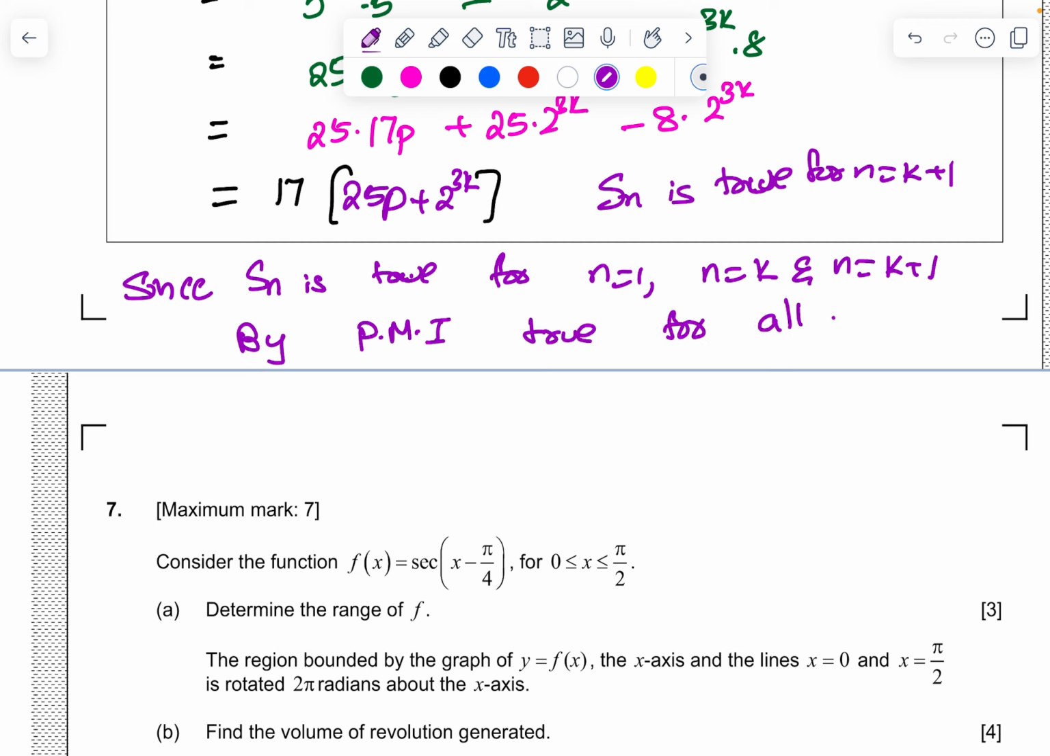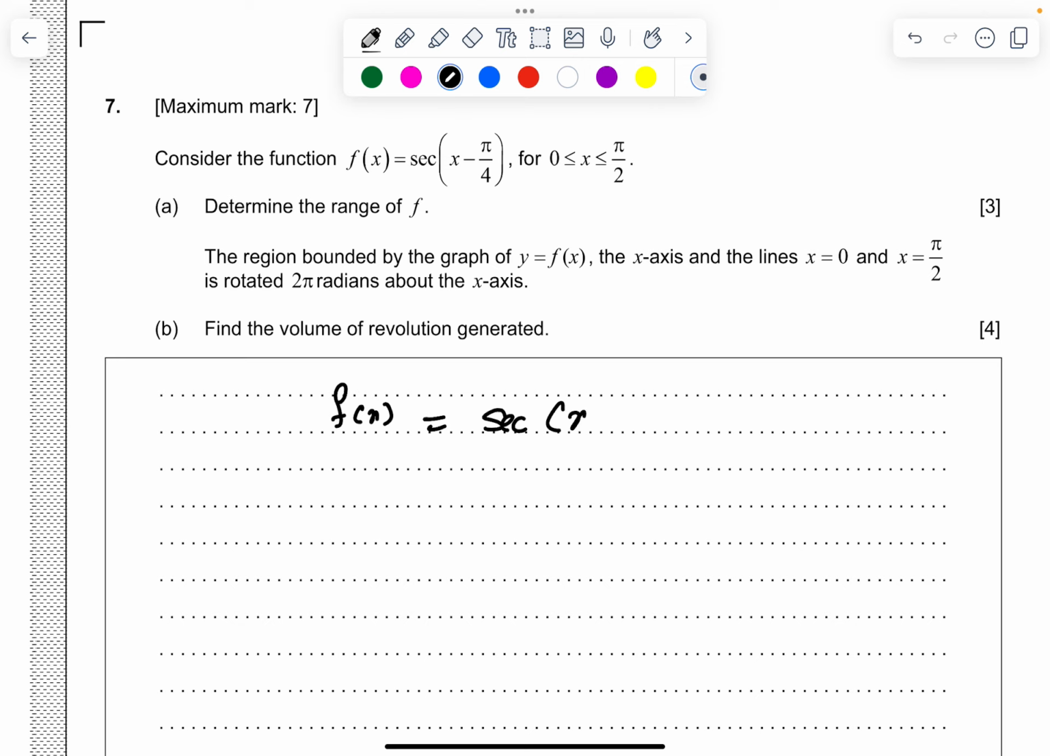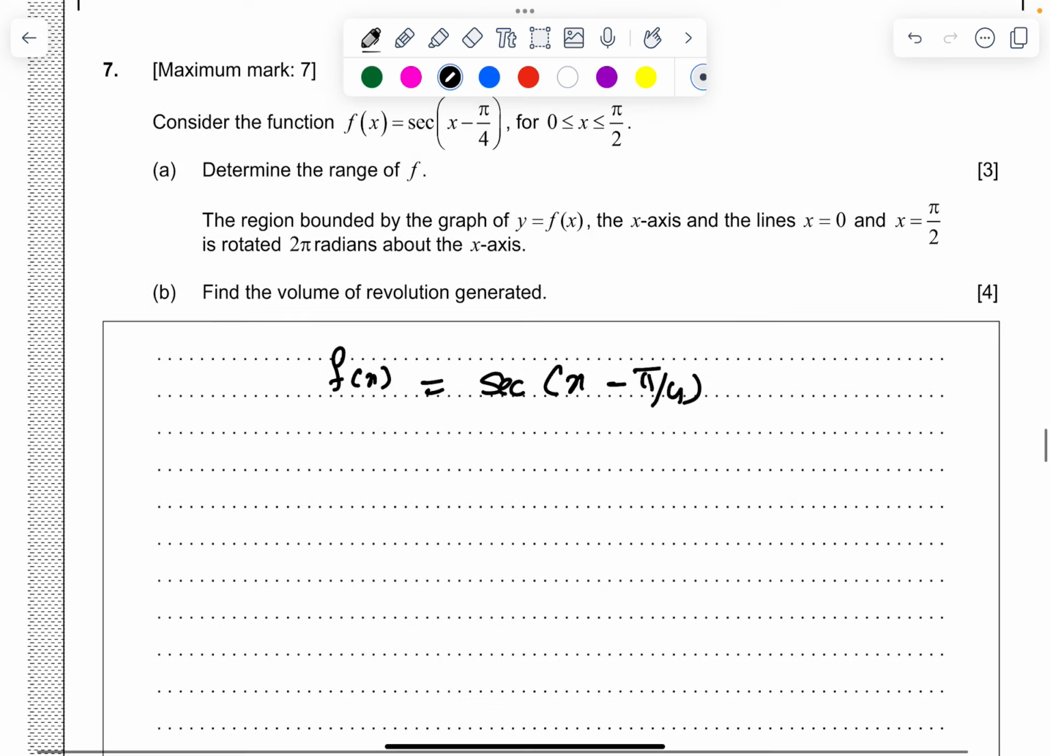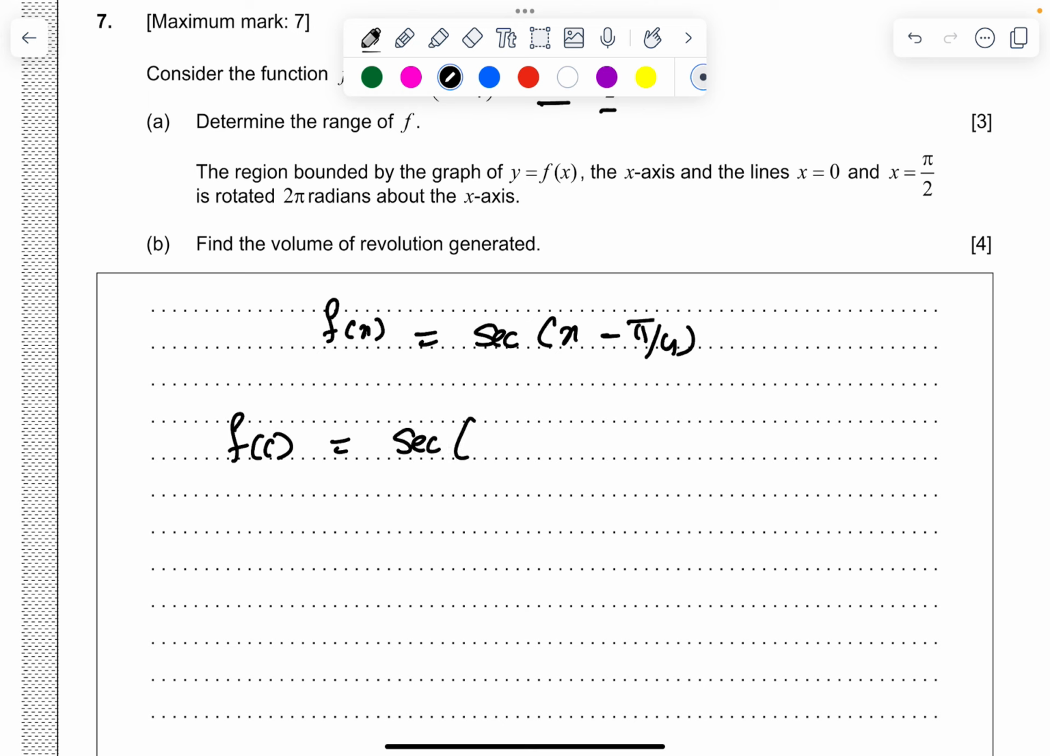Now coming to question number 7. Question number 7 is a kind of trigonometry question, so be careful. What should I be doing in this question? Consider the function f of x equals secant of (x minus pi by 4). Determine the range of f between 0 and pi by 2. So I'm going to find f of 0. f of 0 is going to be secant of (0 minus pi by 4), which is going to be root 2.